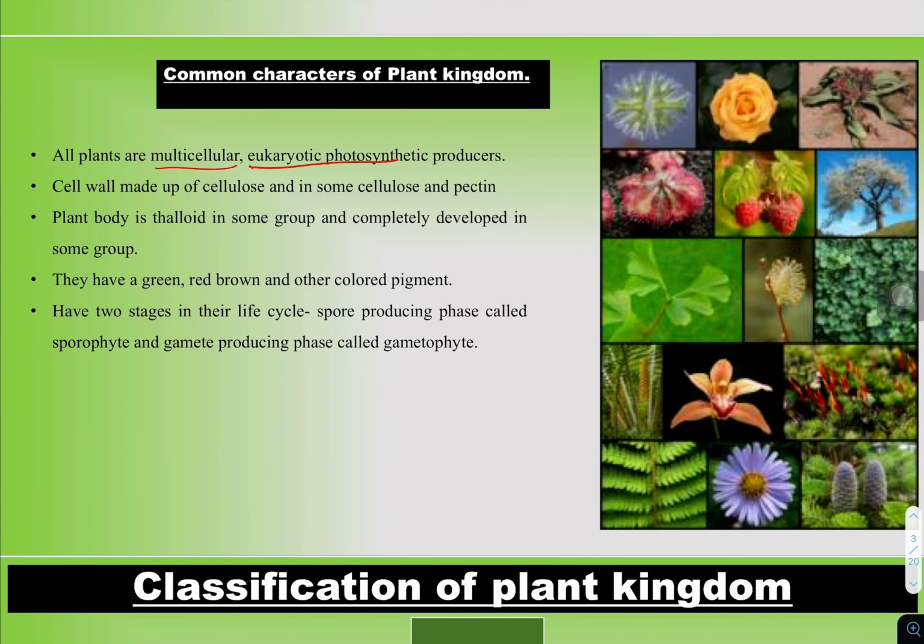Here in plants all are eukaryotic, and again they are photosynthetic. They undergo photosynthetic process to prepare their own food material. Next, cell wall is made up of cellulose. In some it may be made up of cellulose and pectin.